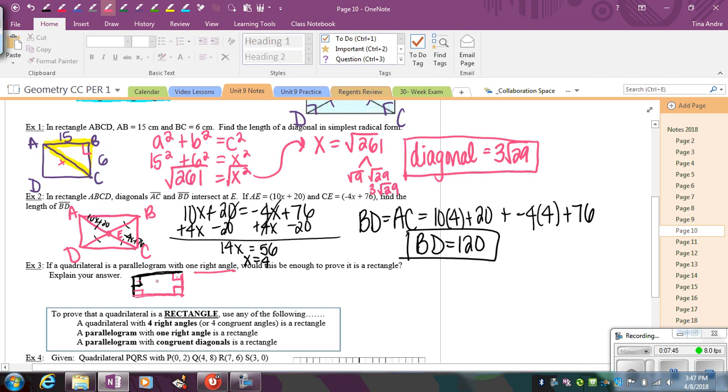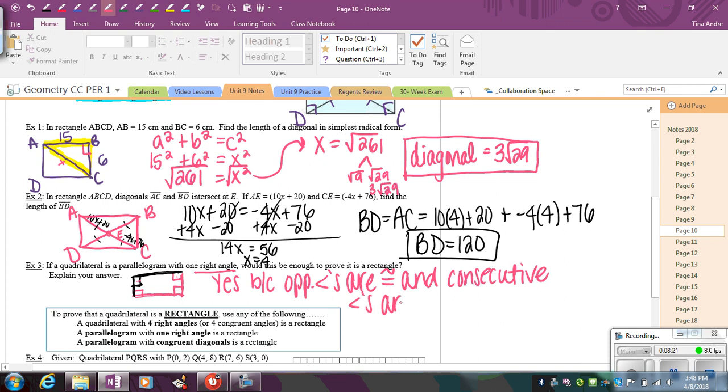And you could think of it many different ways. The fact that opposite sides have to be congruent, or because the opposite sides are parallel, that makes those same side interior angles, which are supplementary. Lots of different options. So I'm going to say yes. And I'm going to use the fact that opposite angles, I'm going to go with that approach. I think it's a little bit easier to explain. Yes, because opposite angles are congruent and consecutive angles are supplementary in a parallelogram.